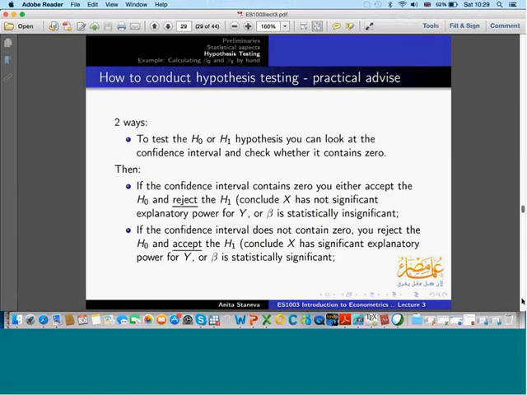So there are two ways to conduct this. I'm going to give you some practical advice on how to conduct the hypothesis testing. To test the null or alternative hypothesis, we can look at the confidence interval and check whether it contains zero. It's a very straightforward, simple, intuitive way. If the confidence interval contains zero, you accept the null and reject the alternative, and we conclude that x, the explanatory variable, has no significant explanatory power for y, or our beta is statistically insignificant. This is the case if the confidence interval contains zero.